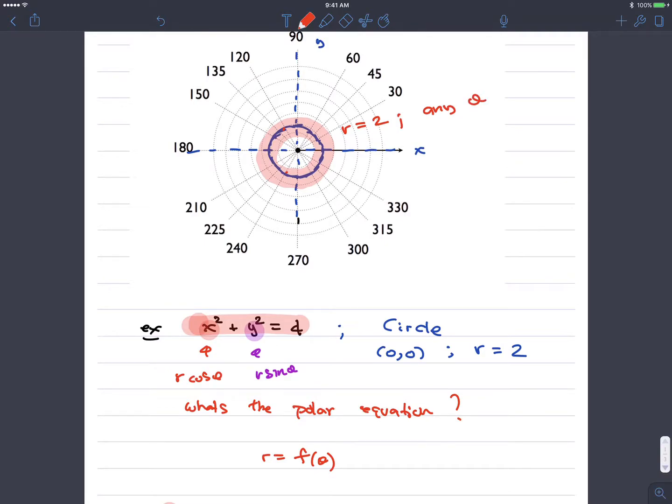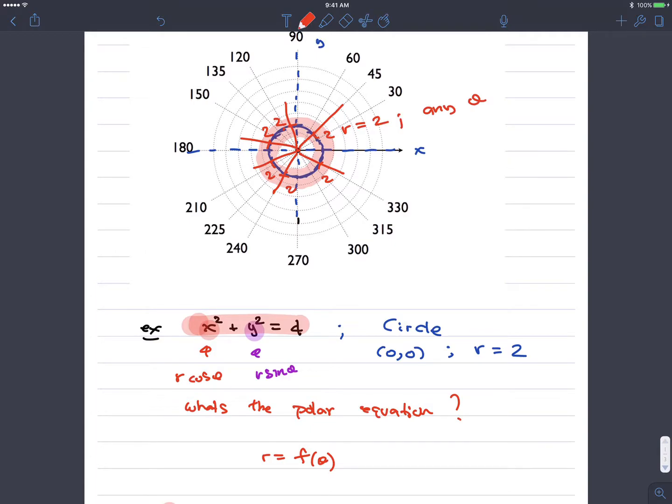Any theta, here's an angle, my radius is what? 2. Here's another angle over here, my radius is what? 2. Radius is 2 all day long, that distance for every angle, which you sketch out is a circle of radius 2 centered at the pole or the origin.